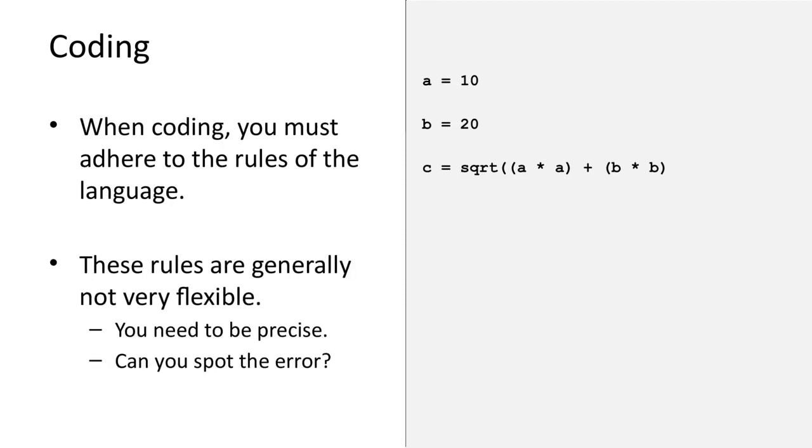The lines of code that you write have to follow the specific rules of the programming language. This requires you to be very precise. Any small typo can cause an error. Can you spot the error in this code?